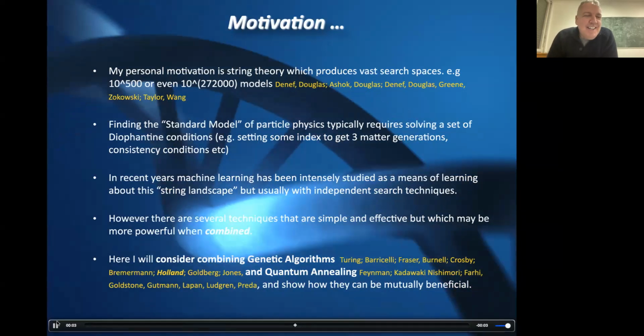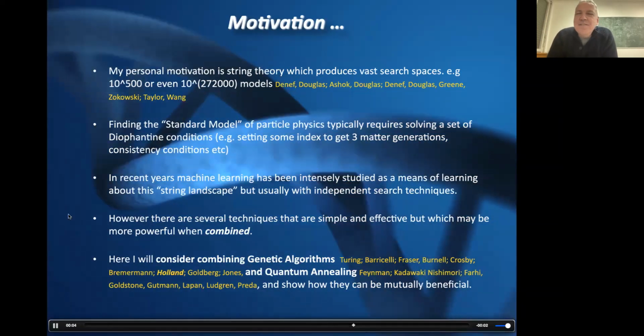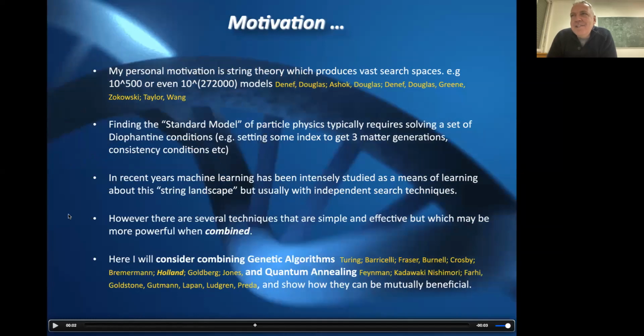So the motivation, I should tell you, first of all, is that the institute I'm in, in Durham, is a particle physics institute. So my own motivation is really coming from a string theory point of view. What you find there is you have huge parameter spaces to search, like in a lot of problems. So it's a sort of big data problem. And what we're interested in finding in all of these models is the standard model of particle physics.